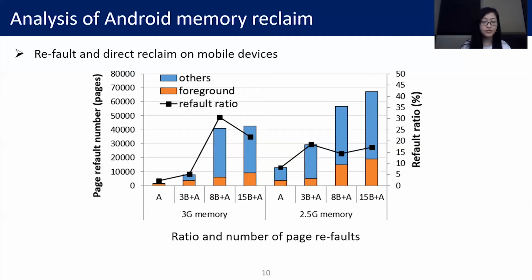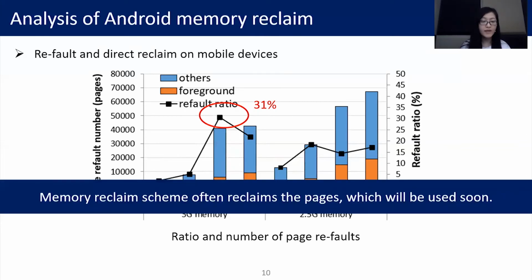These results show that both background applications and the memory pressure increase the number and the ratio of page refaults. Moreover, the ratio of page refaults is up to 31%. This means almost 1/3 of evicted pages will be reused.